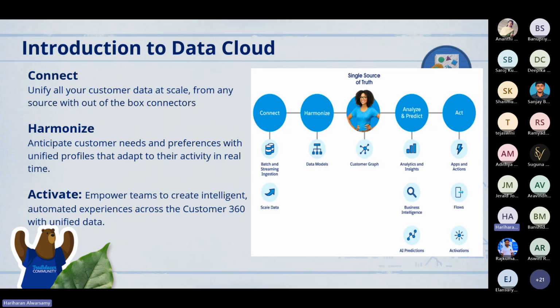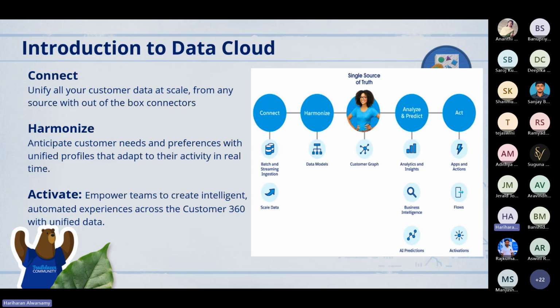Once we connected the data, since we are connecting data from multiple sources, the data format will be different. So we have to harmonize the data. To harmonize the data based on the customer preference and the activity they are going to implement in real time, we have to adapt for that. That is done using harmonize. And third step is activate. Using activate, we can empower teams to create intelligent automated experience across the customer 360 with unified data.